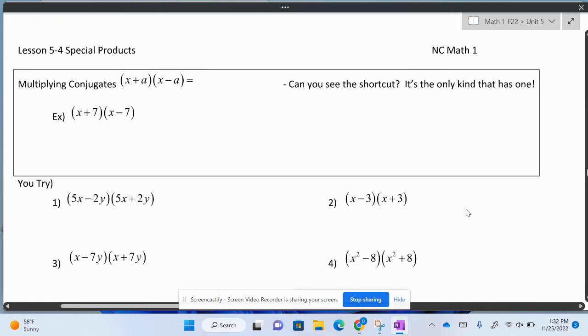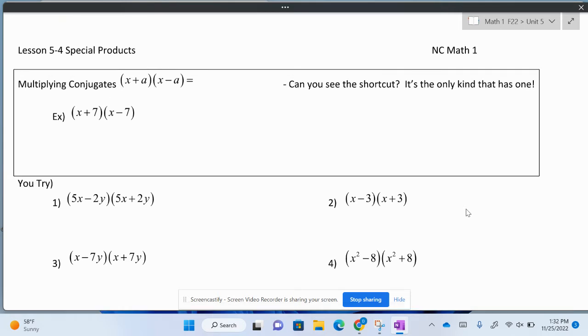All right, so today's lesson is lesson 5.4 on special products. The first thing that we're going to do, we're going to continue to multiply polynomials, but there are some special polynomials that I want you to recognize.